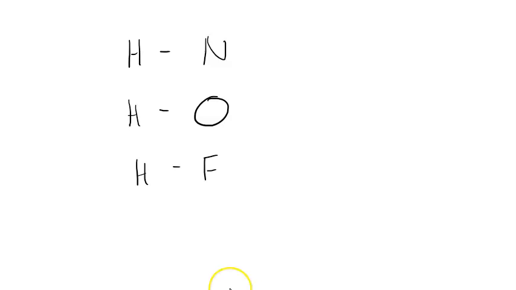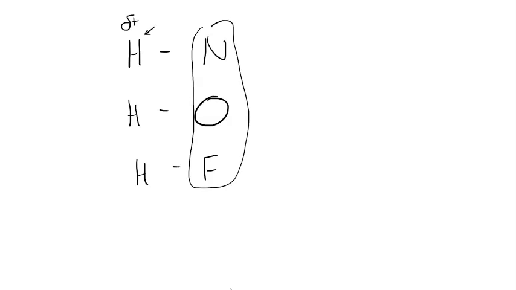So hydrogen bonding will occur if we've got a hydrogen bonded to either a nitrogen, bonded to an oxygen, or if we've got a hydrogen bonded to a fluorine. What happens is that because the difference in electronegativity is so great between hydrogen and any of these three atoms, we end up getting a really large, not quite a full positive charge, but a really large slightly positive charge and a really large slightly negative charge, around the hydrogen and around the nitrogen or the oxygen or the fluorine.